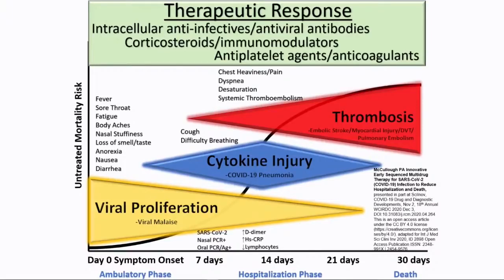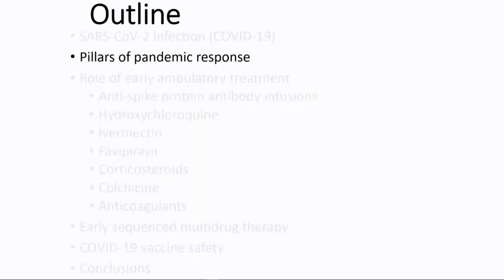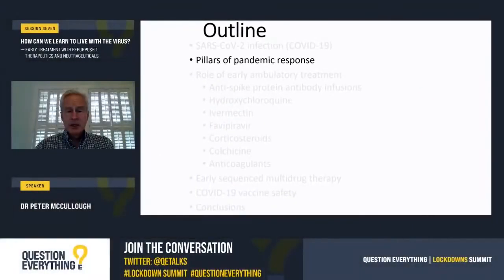And we use intracellular anti-infectives, antiviral antibodies, corticosteroids, immunomodulators, antiplatelet agents, and anticoagulants. It seems like a lot, but these are principles we use in the hospital, oftentimes when it's too late, and we advance them into early outpatient treatment in high-risk patients. That's where the real benefits are obtained. So let's go through the pillars of pandemic response.